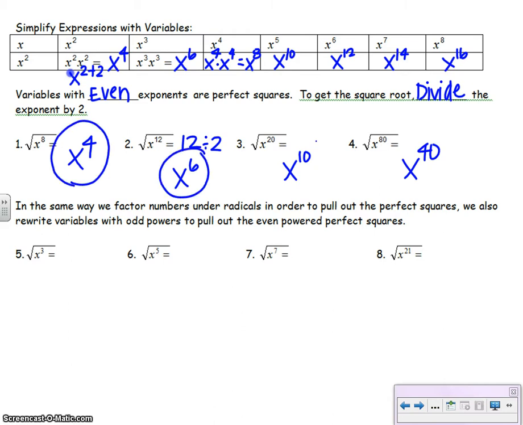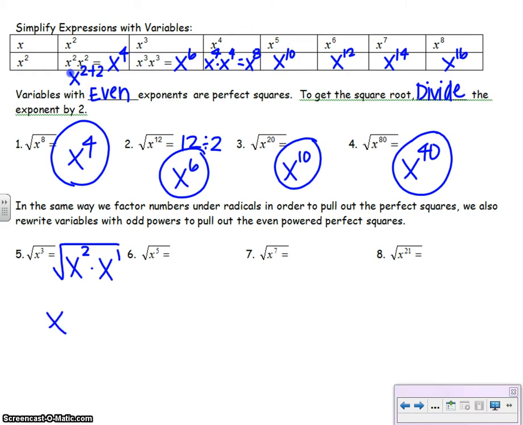Now, the even exponents are perfect squares. Unfortunately, odd exponents are not perfect squares. So in the same way we factor numbers under radicals in order to pull out the perfect squares, we're also going to do that with variables. So we're going to break x to the third down to x to the second times x, because 2 plus 1 gives us 3. We're just separating the terms, and now we can go ahead and do what we did before.